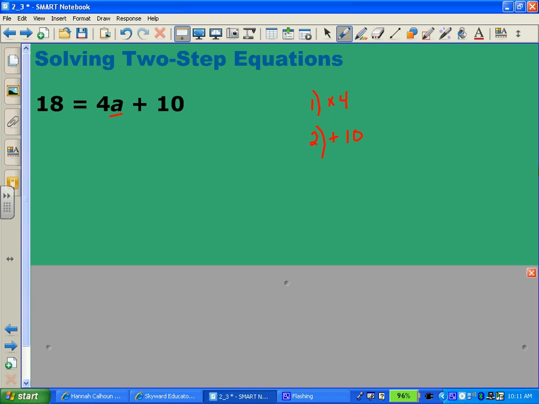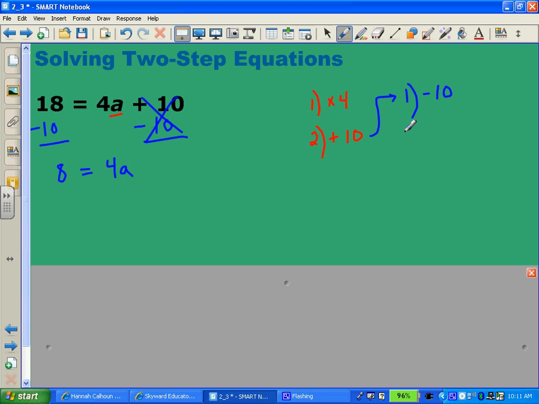Now to solve this, I need to undo these operations in the opposite order. So I'm going to undo plus 10 first. So the opposite of plus 10 is minus 10. So let's go ahead and subtract 10 from both sides. So 18 minus 10 is 8. Still have 4a over here, and then 10 minus 10, that's 0, that cancels out. So I have 8 equals 4a.